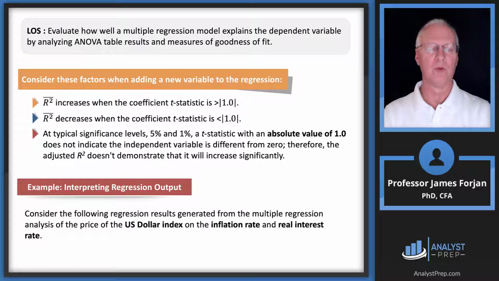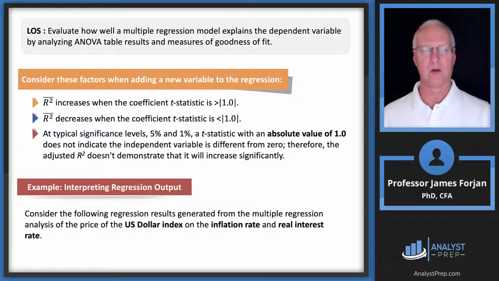Now, some rules that the module tells us is that when the coefficient T-statistic is greater than 1, either positive or negative, then adjusted R square is going to increase. If it's less than 1, either positive or negative, then it is going to decrease. And so that's probably a good rule. Those 2 first arrow points are probably good rules to remember.